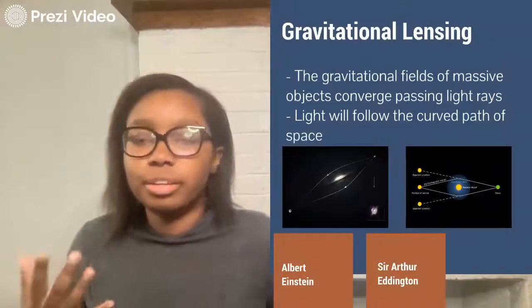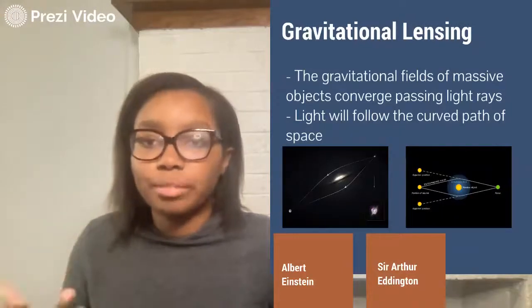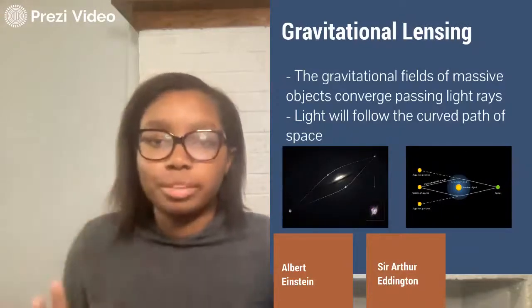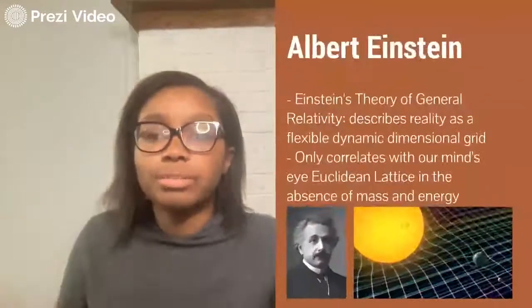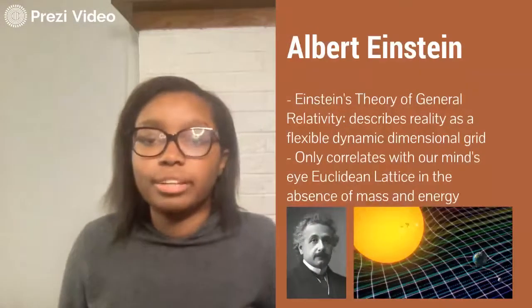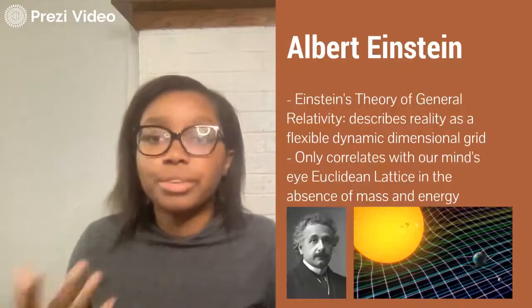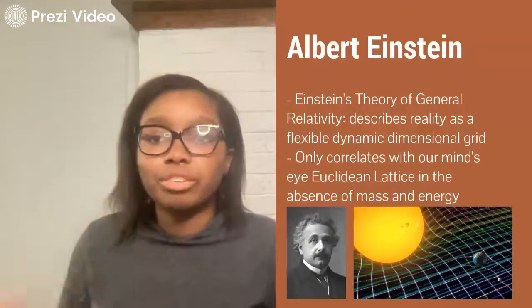Gravitational lensing essentially means that gravitational fields of massive objects are distorting the space around them, and that light is going to follow this distorted path of space. And so, this was first theorized by Albert Einstein in his theory of general relativity, in which he describes reality as a flexible, dynamic, dimensional grid.